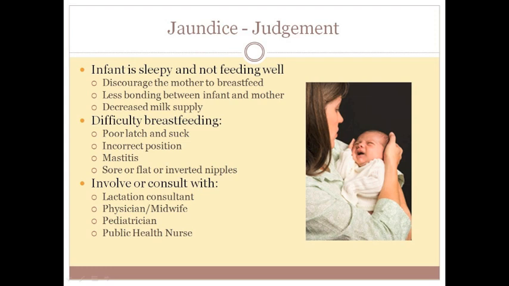Judgment related to jaundice can be that the infant is sleepy and not feeding well. This can discourage the mother to breastfeed and lead to less bonding between the infant and mother, and this may also lead to decreased milk supply. Another one can be difficulty breastfeeding due to poor latch and suck, incorrect position, maybe the mother has mastitis, or sore or flat or inverted nipples.